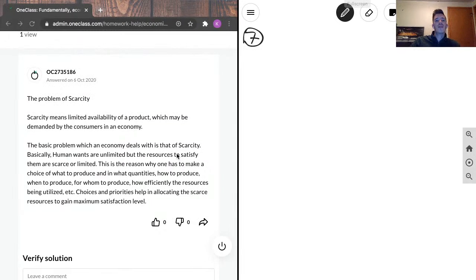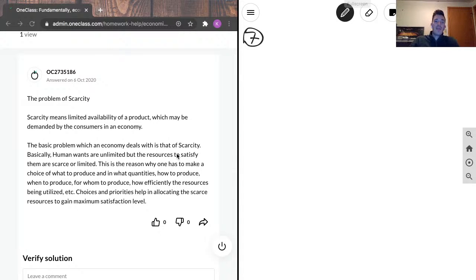The problem of scarcity. Scarcity means limited availability of a product, which may be demanded by the consumers in an economy. The basic problem an economy deals with is that of scarcity. Basically, human wants are unlimited, but the resources to satisfy them are scarce or limited. That's something you're going to read in the textbook a lot. It's a pretty good way to define it, so I'm going to read it again. Human wants are unlimited, but the resources to satisfy them are scarce or limited.